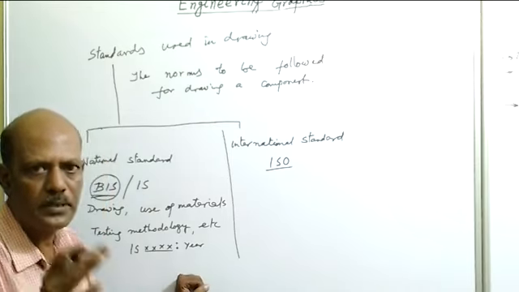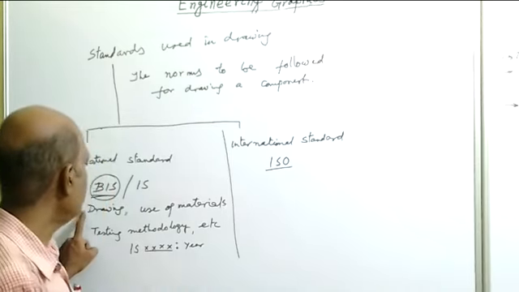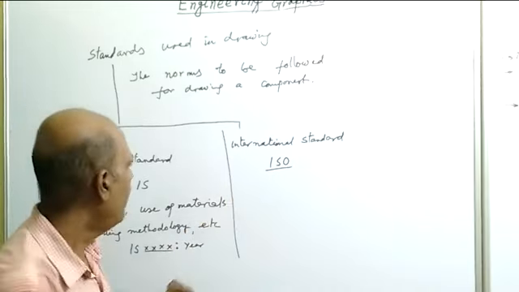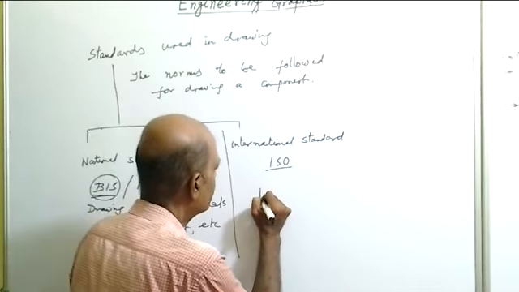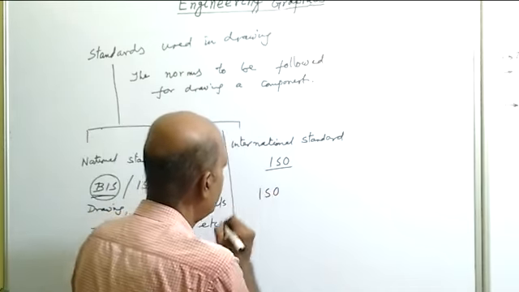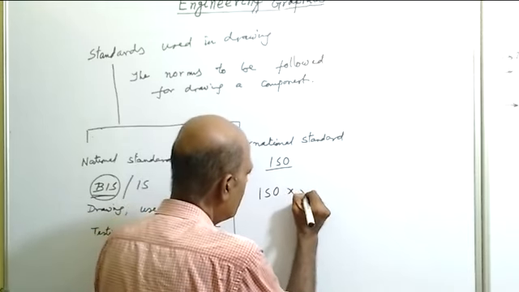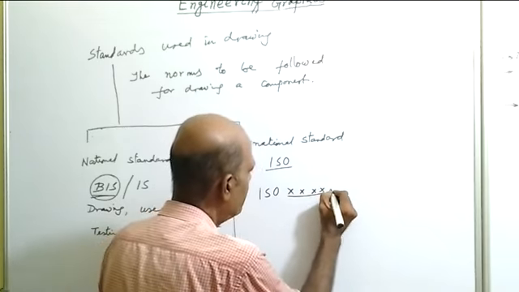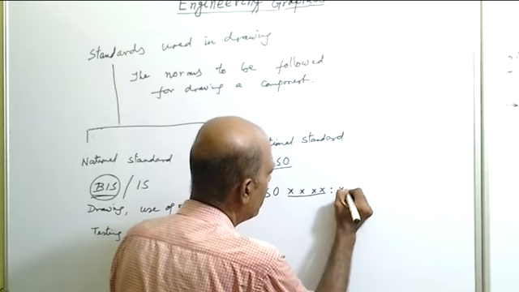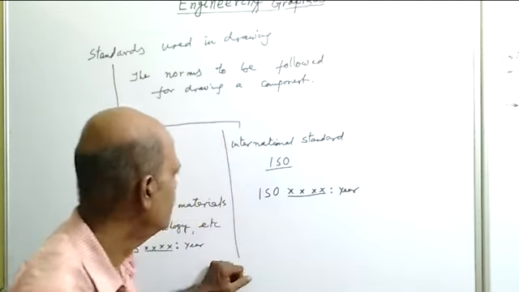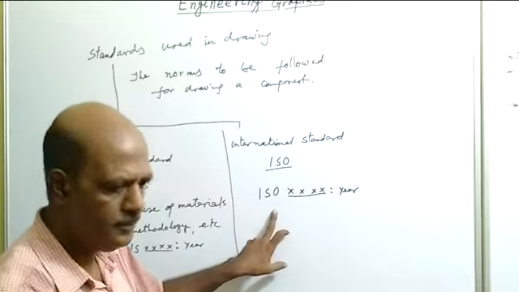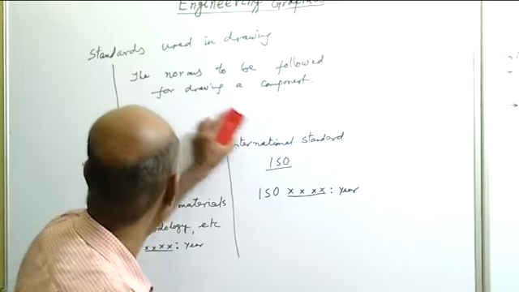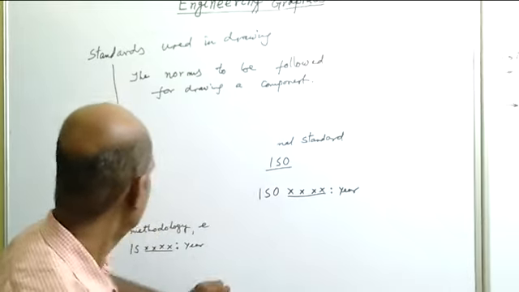And they are also prescribing the same things, the method of drawing, use of materials, testing methodology, etc. And the standard is given by ISO, then 4 numerical digits, that is a unique number, followed by the year of establishment of the standard. Okay, so now this is all about the standards used in drawing.